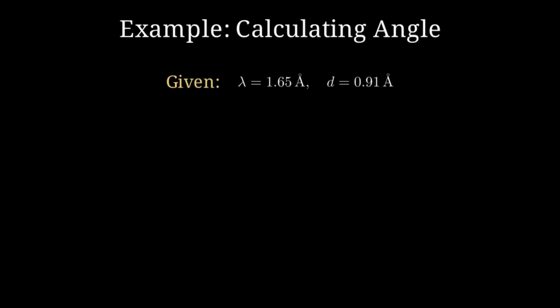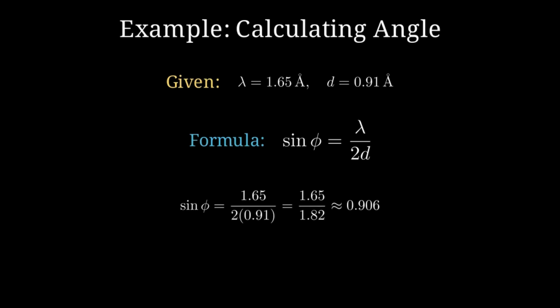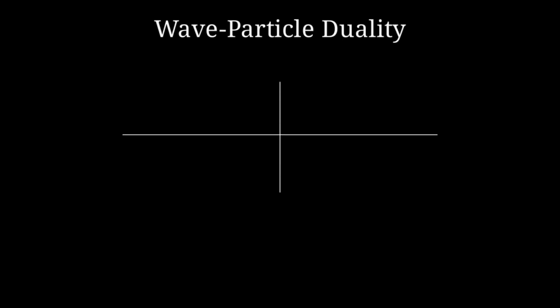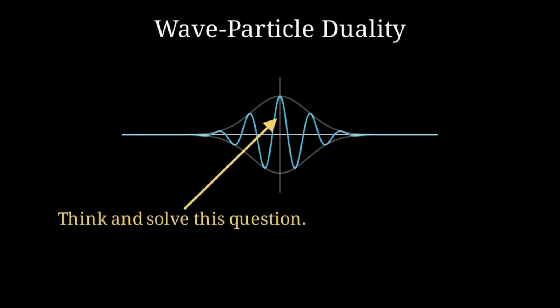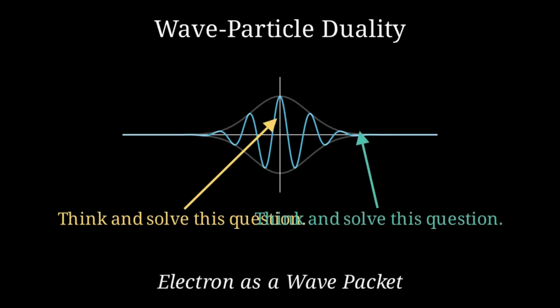We can also work backward. By knowing the electron's wavelength and the crystal's atomic spacing, we can predict exactly where the intensity peak will occur using the Bragg equation. The Davisson Germer experiment proved that electrons aren't just particles, they are quantum objects exhibiting wave-particle duality. They travel as waves but interact with the detector as discrete particles.